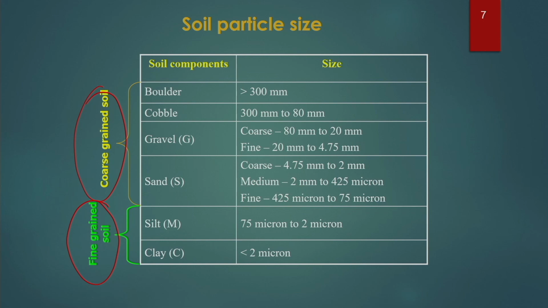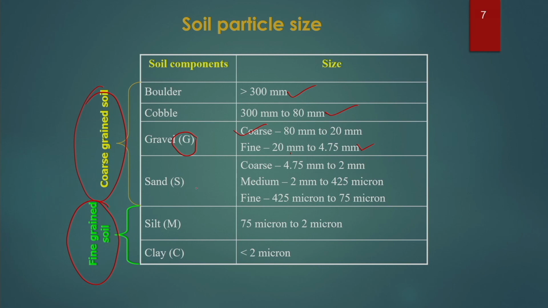When the particle size is more than 300 millimeter, it will be known as boulder. When it is between 300 mm to 80 millimeter, it will be known as cobble. When it is between 80 millimeter to 20 millimeter, it will be known as coarse gravel. When it is between 20 millimeter to 4.75 millimeter, it will be known as fine gravel. Gravel is generally denoted by the term G in our soil classification.